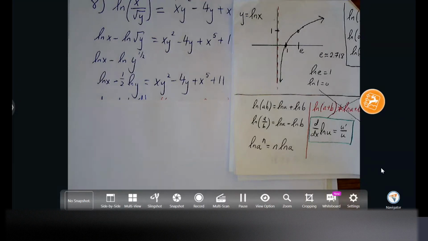For the negative 1/2 natural log of y, do you leave the coefficient out in front when you take the derivative? Yes, just leave the coefficient hanging out in front. Okay.